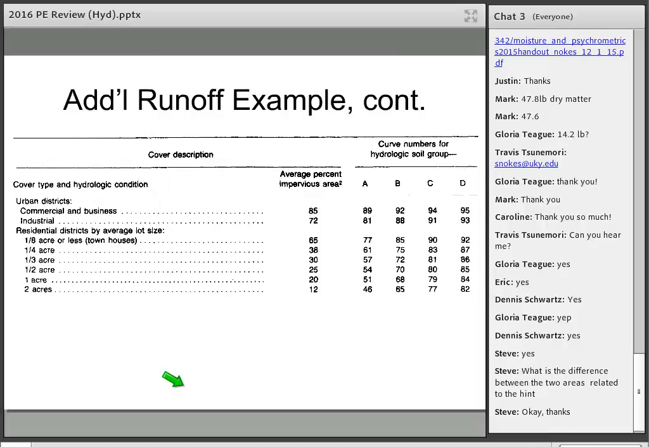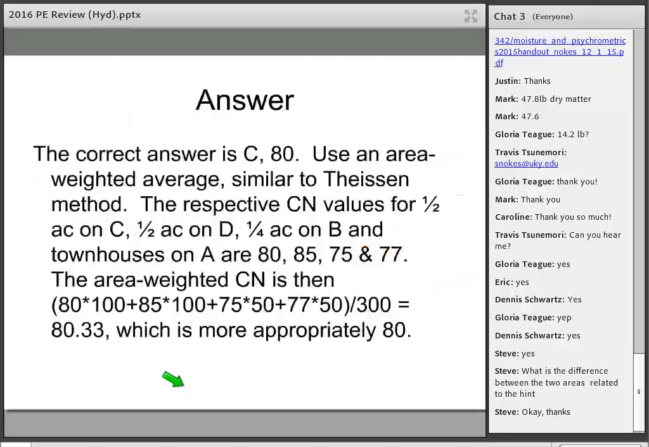Okay, here's the chart again. So you've got the half acre on C. Okay, we had that already. That's an 80. You've also got, though, half acre on D, which is 85. You've got quarter acre on B, which is a 75, and you've got eighth of an acre or less on A, which is a 77. What would you do with that? Well, same concept, area weighting.